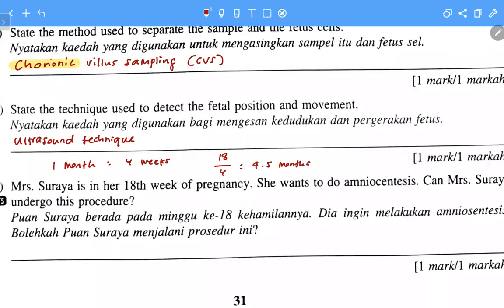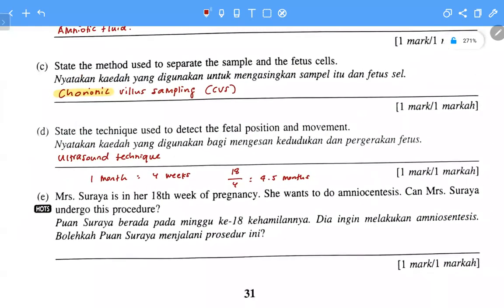So this is halfway through your pregnancy. Okay, halfway through the pregnancy of Mrs. Suraya. So Mrs. Suraya, after she has developed the baby for 18 weeks already, she wants to do amniocentesis. Okay, can Mrs. Suraya undergo this procedure? Can or cannot?